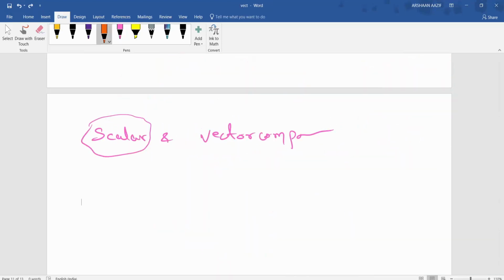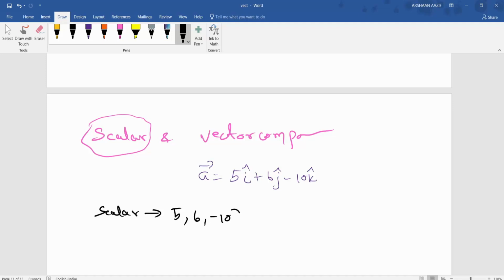The next one is scalar and vector components of a given vector. So let us take a vector. A vector is equal to 5i plus 6j minus 10k. Now the scalar component talks about the magnitude alone. It will not have the direction. So my scalar components are 5, 6, minus 10. Now when I find the vector components, it is along with the direction. So 5i is my vector component, 6j is my vector component and minus 10k is my vector component. So you have to write it separately because we are writing the x, y and z components separately.